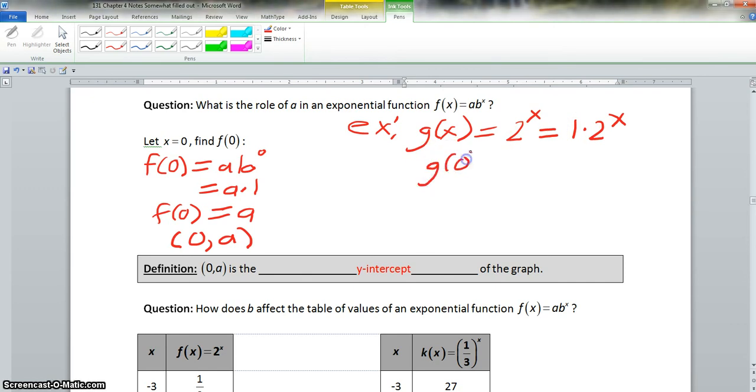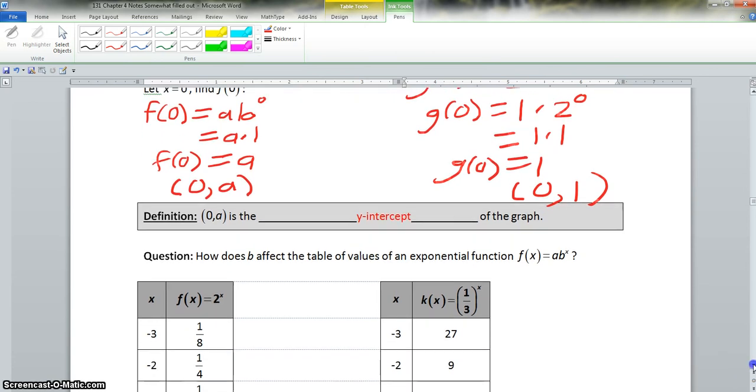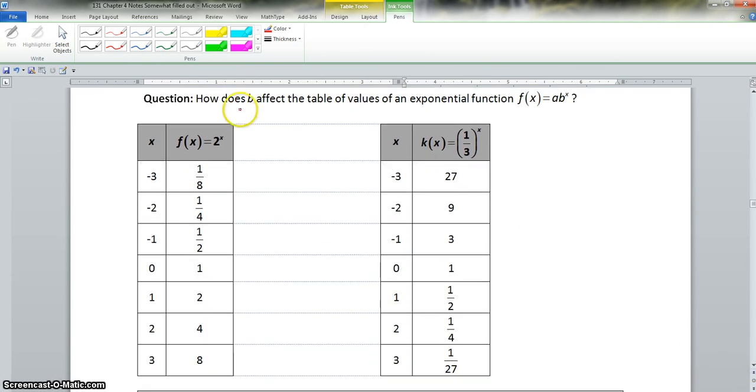So if we made x 0, we would have 1 times 2 to the 0 power, and we would end up with 1 times 1, which is 1. So g of 0 is equal to 1. And your ordered pair would be 0, 1, which is still the y-intercept. Now we scroll down here to the next question.